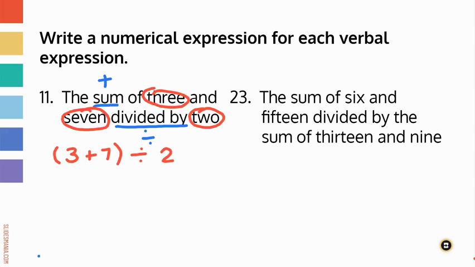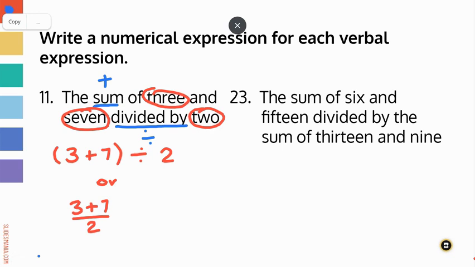So that is one way that you can write this answer. The other way that you can write this answer, and this is the way I prefer, is as a fraction. And if you write it as a fraction, you don't actually need the parentheses, although it's not wrong to put them. So you could also do 3 plus 7, and then make it a fraction, which is division, so divided by 2. So either of those is fine.